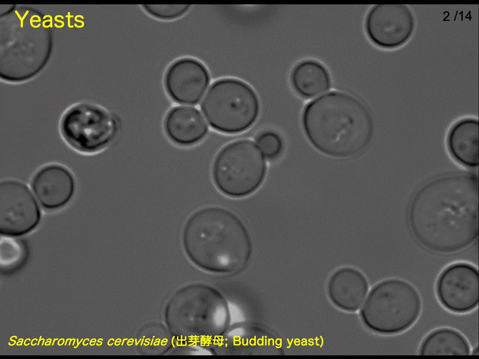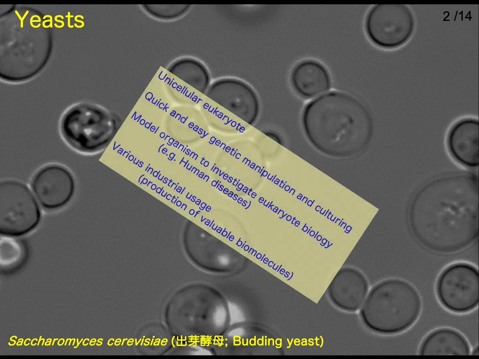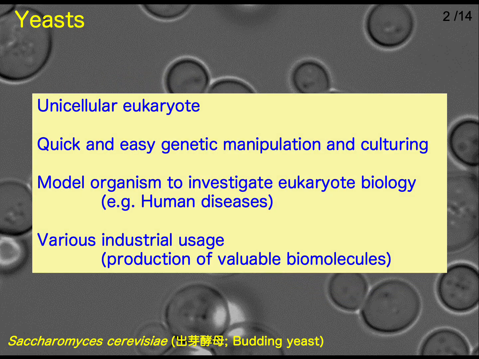This photo shows Saccharomyces cerevisiae, a prominent yeast species. Yeasts are fungi that grow as unicellular cells. In other words, although yeasts are unicellular microorganisms, they are eukaryotes like animals and plants. Because yeasts are easy to genetically manipulate and grow, they are frequently used to learn about other eukaryotes.